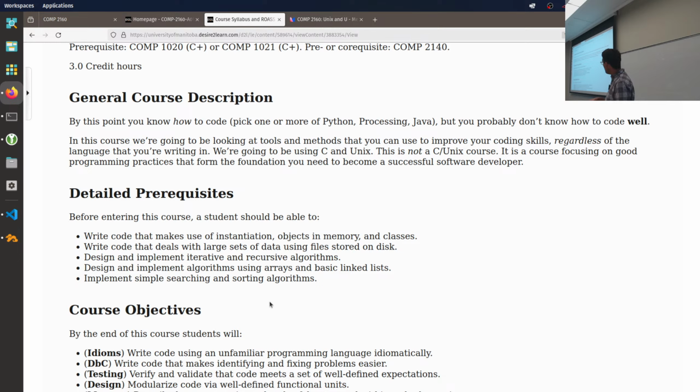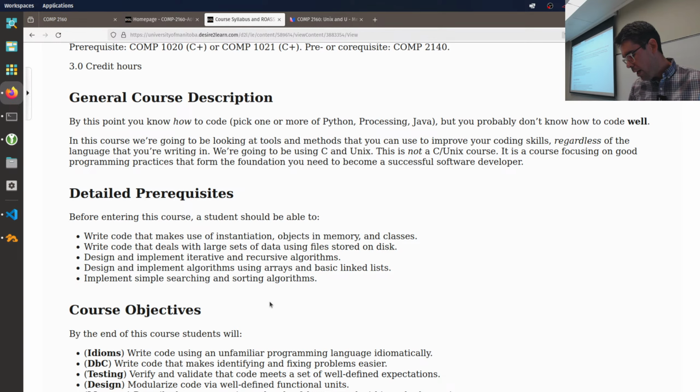We're going to use C, the programming language, and we're going to be using Linux, the operating system, but this course is not about C, and it is not about Linux or Unix. This course is all about writing software that is well organized and well designed so that you can use it going forward and other people can use it going forward. That's the main point of this course.